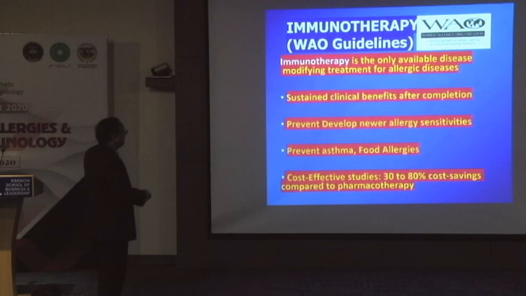These are the guidelines of the World Health Organization: immunotherapy is the only available disease-modifying treatment for allergic disease in the world. It has sustained clinical benefits after completion. It prevents development of newer allergies. It prevents asthma and food allergies. It is cost-effective. Compare giving steroid inhalers and other treatment for a longer period with immunotherapy: the cost is much lower, it is safer too, and the effect is lasting.